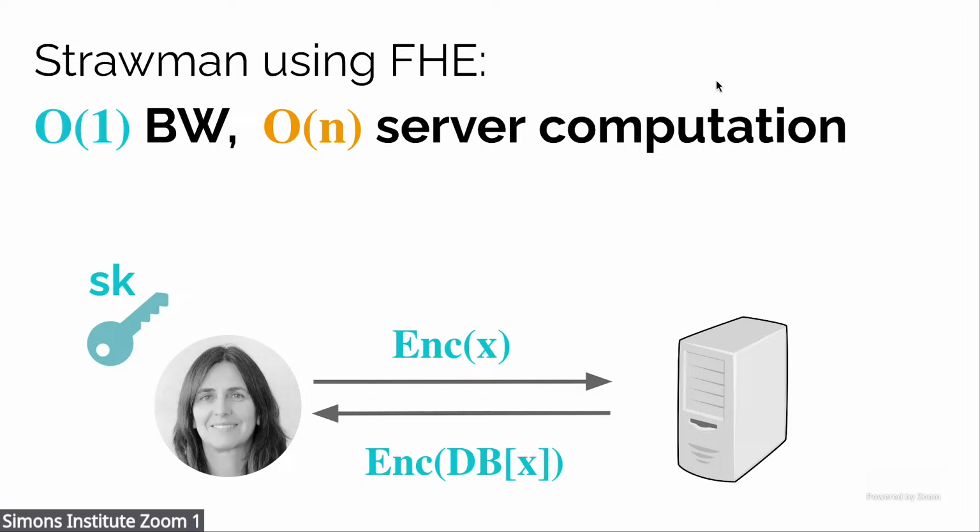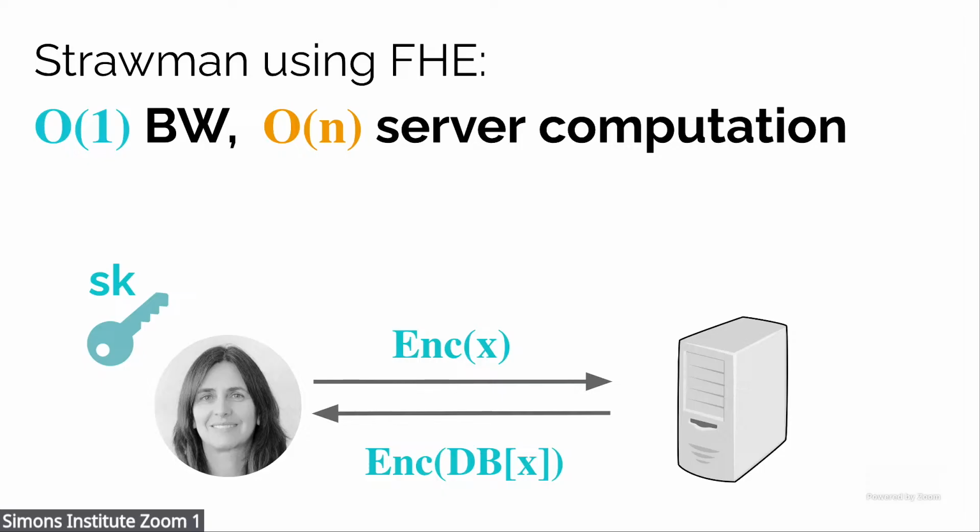So this solution has very nice bandwidth. It's constant or polylogarithmic bandwidth. But the server computation is really large. The server has to do a homomorphic evaluation. And in the circuit that's being evaluated, the database has to be encoded in that circuit. So that evaluation is at least linear.